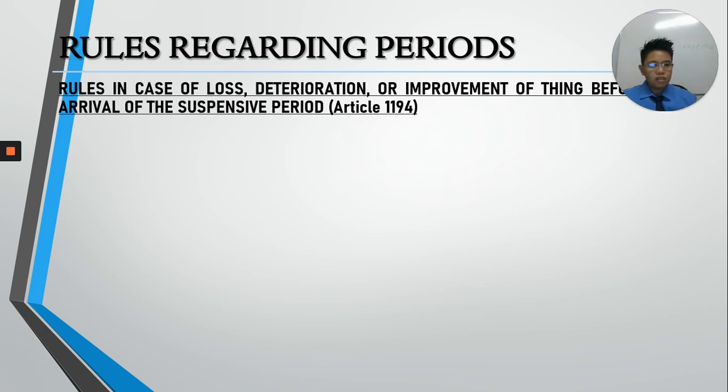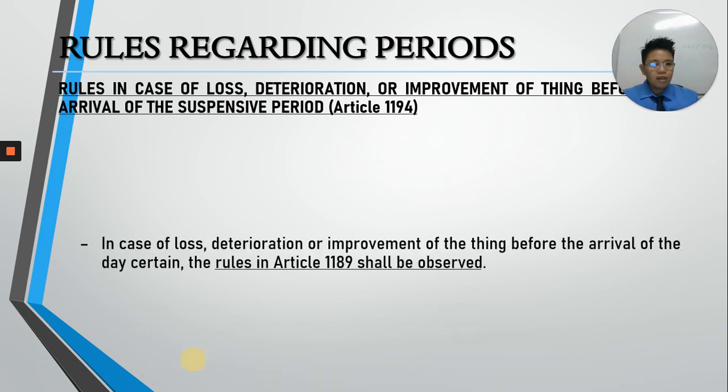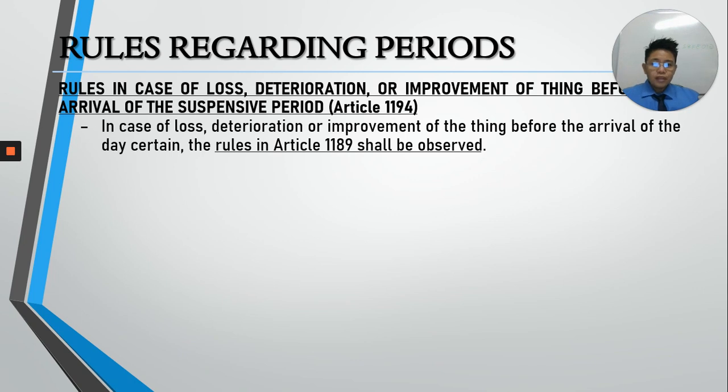Now, these are the rules in 1194. Actually, yung rules sa 1194 are found in 1189, which we have already studied. So, familiar na sa inyo to. So, in case of loss, deterioration, etc., etc., the rules in 1189 shall be observed. So, yun ang nakalagay sa provision.